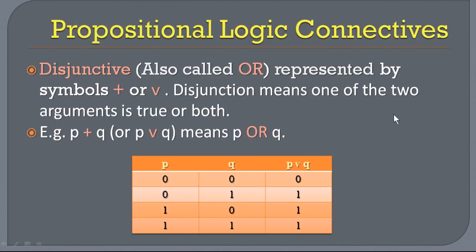Next you are going to see propositional logic connectives. Under that, the first one is the disjunctive operator. The disjunctive connective, otherwise called the OR operator, is represented by the symbol plus, or a symbol that looks like a V, or you can say union. Disjunction means one of the two arguments is true, or both. That means you can write P plus Q for the disjunctive operator. Otherwise you can write P V Q, with a V sign, meaning P or Q.